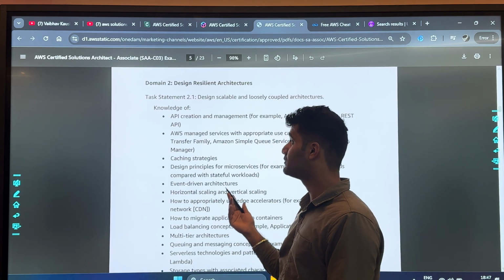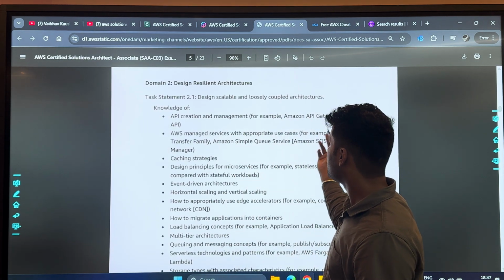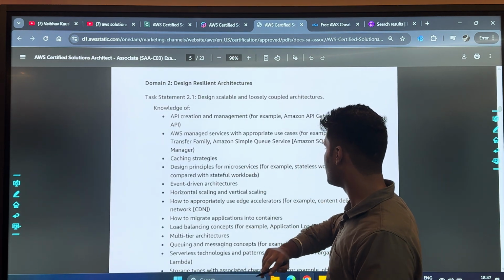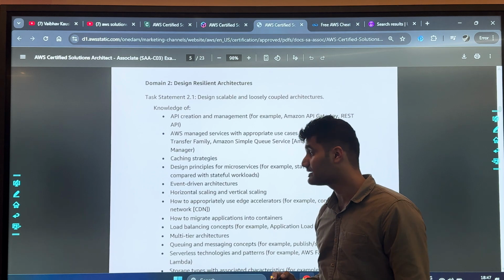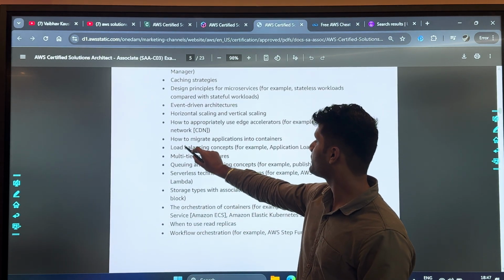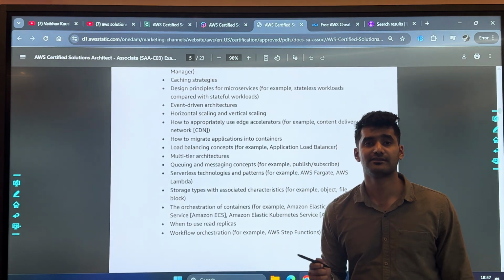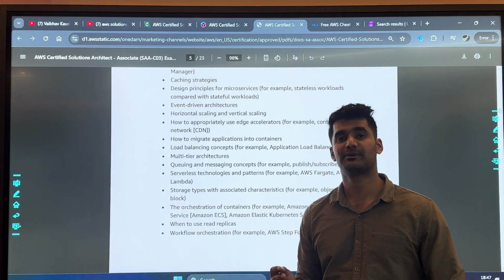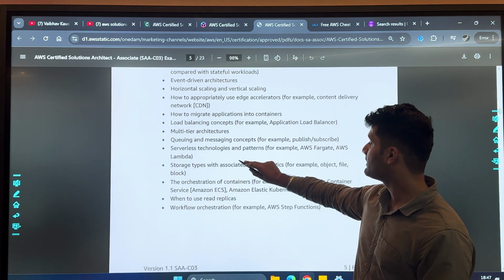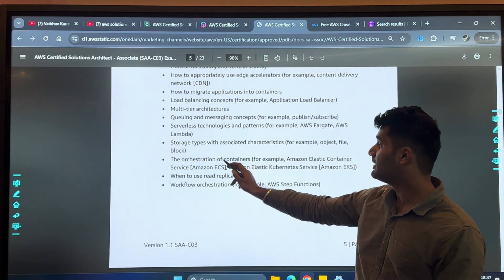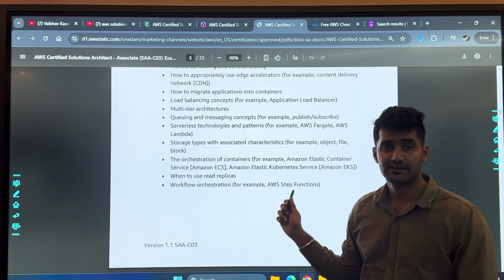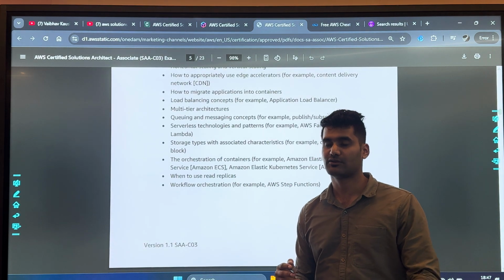In loosely coupled architecture, you need services like API Gateway, Transfer Family, SQS, Secrets Manager, caching strategies, then what is horizontal scaling, what is vertical scaling, how do you configure the CDNs, how do you configure the load balancer, for example, application load balancer, gateway load balancer, network load balancer. Depending on the situation, you have to select what is the appropriate load balancer for specific questions. Then storage types, orchestration. In orchestration of containers, you will learn how to use ECS or EKS. These two services are used for container management and container orchestration.